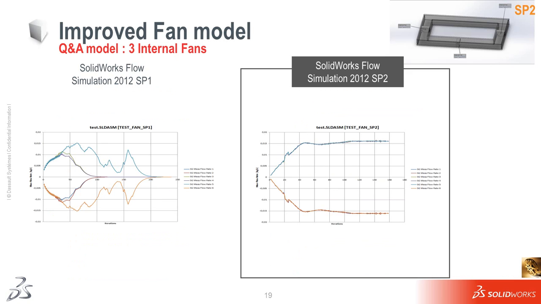The last example is a QA model with 3 internal fans. This might be an extreme example with 3 fans pretty close to each other, but this shows well the improvement in convergence with the new fan model. The new fan model is very powerful for such multiple fan simulations.